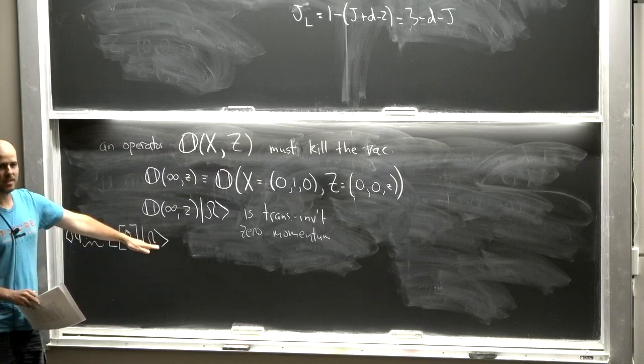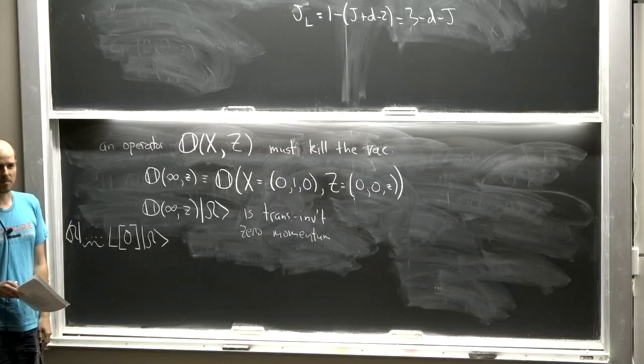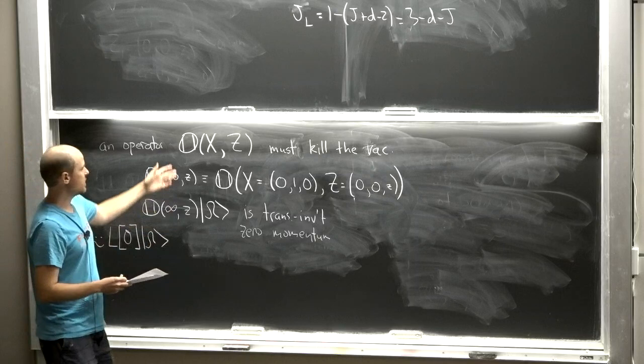It's sensible that a Regge trajectory, which is something that's supposed to analytically continue between different L of O's, had better also kill the vacuum, right? It's analytically continuing between operators that all kill the vacuum. So it makes sense that it kills the vacuum. And this is the representation theoretic argument for why it has to.